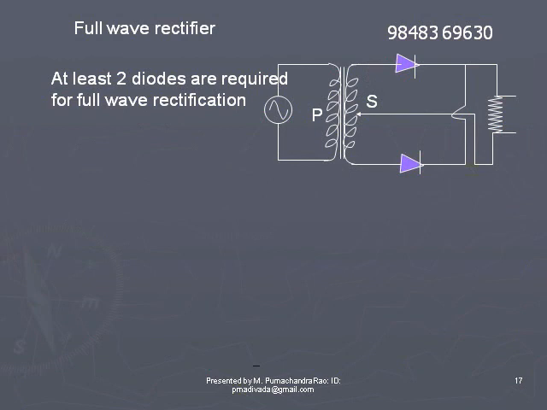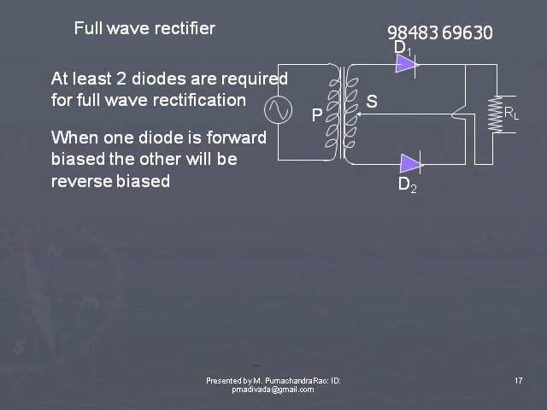PS is a step down transformer. S is a centrally tapped transformer. Across P, line voltage is applied, and the voltage across the secondary appears across the two diodes D1 and D2. If the positive half cycle appears across D1, then the negative half cycle appears across D2. D1 and D2 are connected as shown in the circuit diagram, and both of them are connected to a load resistance.